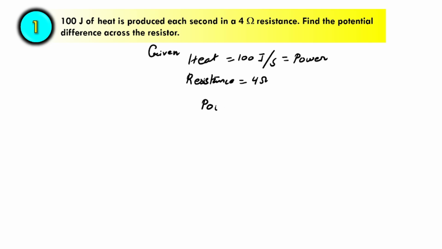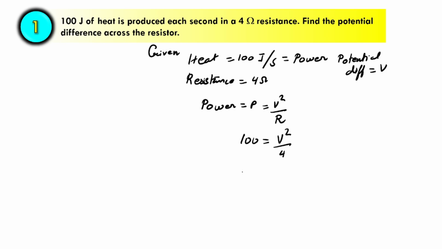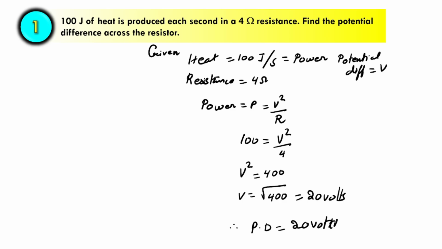What is the formula? We know that the power P is equal to V square by R, and you are supposed to find out the potential difference, which is V. We know the value of the power, which is equal to 100, and the resistance is equal to 4. So V square is equal to 400, and V is equal to the square root of 400, which is equal to 20 volts. Therefore the potential difference is equal to 20 volts, and this is our answer. Done, the first numerical. Let's move on to the second question.